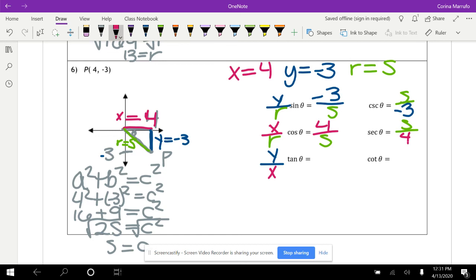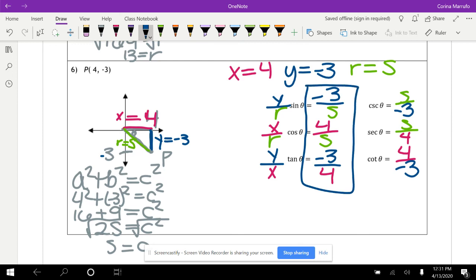And then last is going to be our tangent, which is y over x. So our y value is -3 divided by our x value, which is 4. And then to get our reciprocal function cotangent, we're going to flip that, and that becomes 4 over -3. And those are our 6 values of our trig functions.